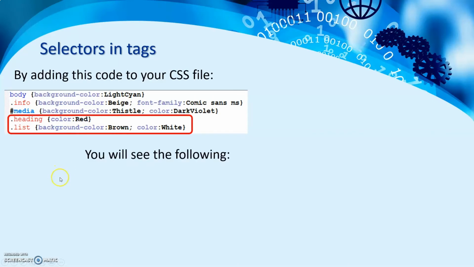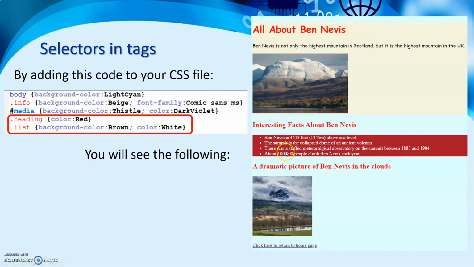Then you'll see the following web page. What's happened is my H1 and my two H2s have gone red, and then this section here that I gave the class of list has got a brown background and it's got white font.